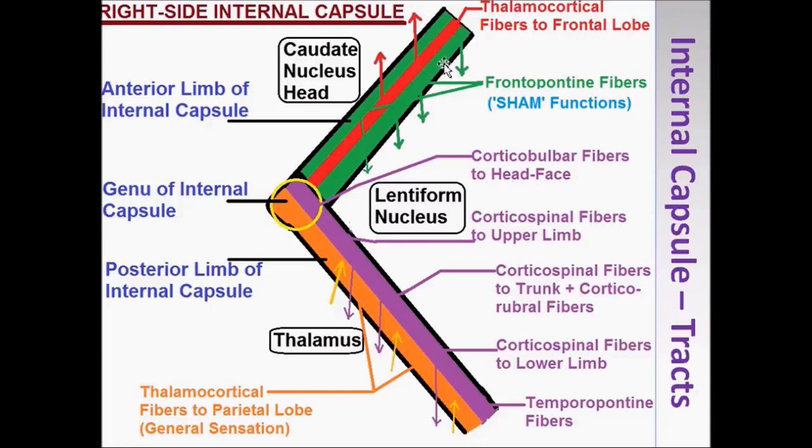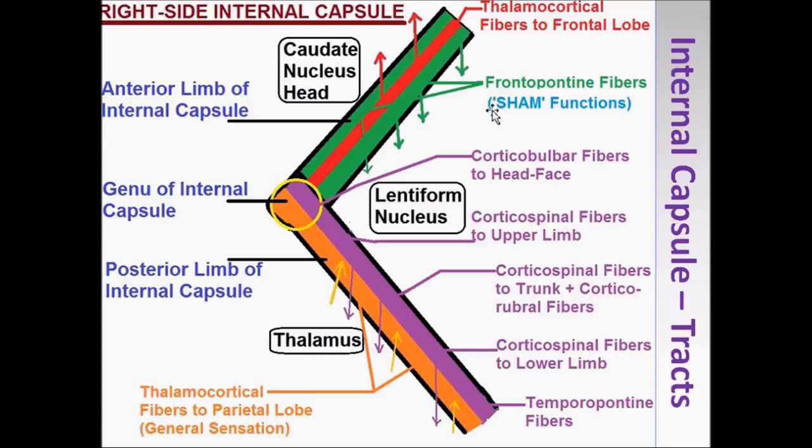Now let's take a look at the anterior limb of the internal capsule. In the anterior limb of the internal capsule, the fibers are divided, for the sake of understanding, into two groups. The ones labeled green are the fibers which are coming from the frontal lobe to the pontine nuclei. They are referred to as the frontopontine fibers or the frontopontine tracts. Now this is not just one set of fibers. They are a whole bundle of fibers, and they are part of the corticopontine tract.